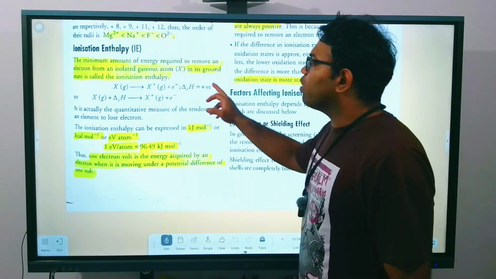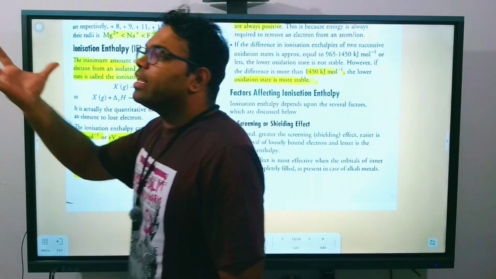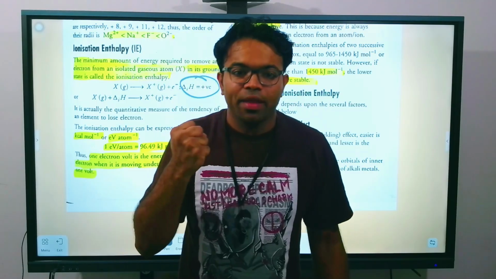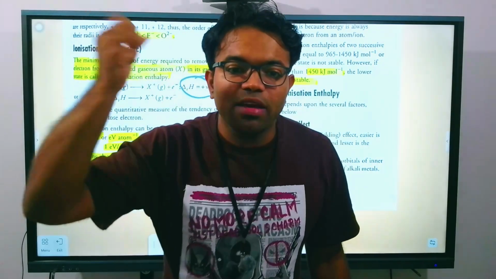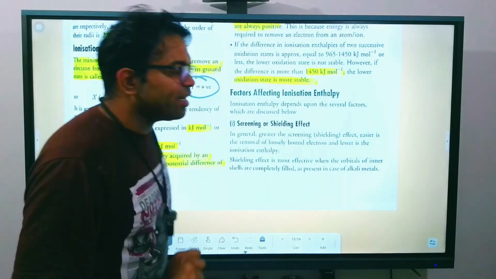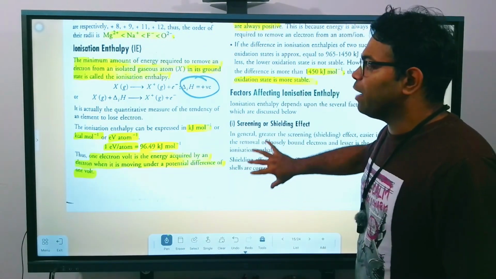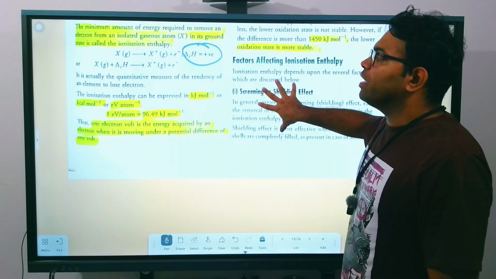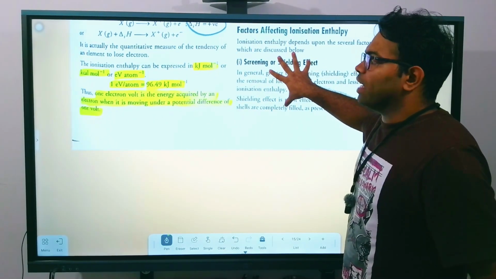So if your delta H is positive, then what does it mean? It means that the system is taking in energy. If your delta H is negative, it means that your system is giving out energy. Okay, so the amount of energy required to remove an electron, that is what ionization enthalpy means. It is actually the quantitative measure of the tendency of an element to lose electrons.